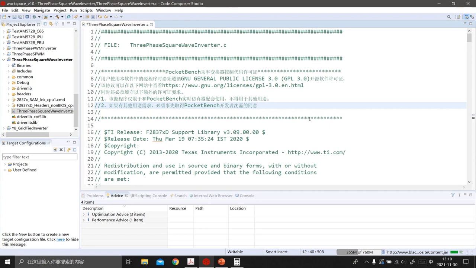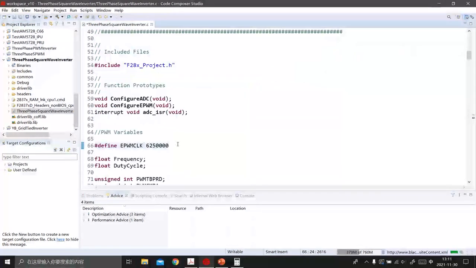In this class, we are going to do the experiment for the three-phase square wave inverter. In the theory course, we have already learned that the three-phase square wave inverter is driven by square waves interleaved by 120 degrees. And in the DSP, these square waves can be realized by using the phase shift function of the EPWM module. Okay, now let's take a look at the program. In this program, the clock for the EPWM module is 6.25 MHz. We'll explain how to realize this clock in the PWM initialization function.